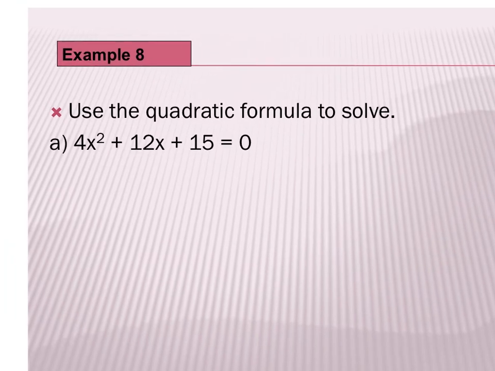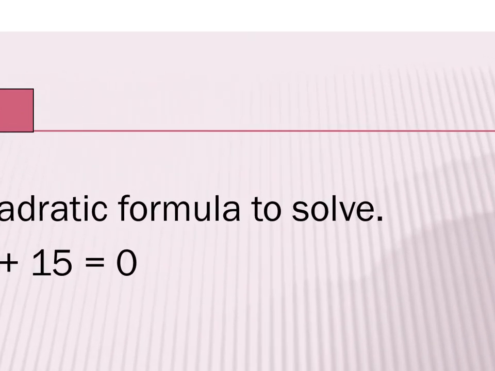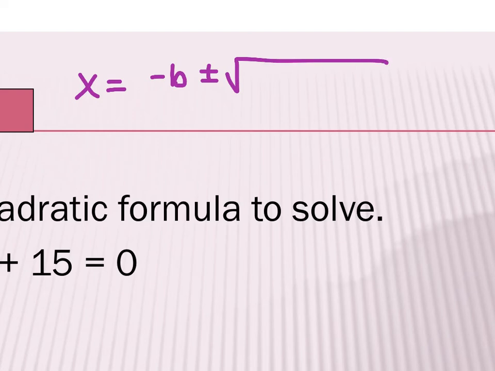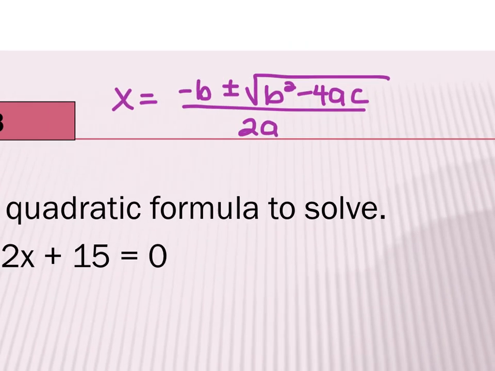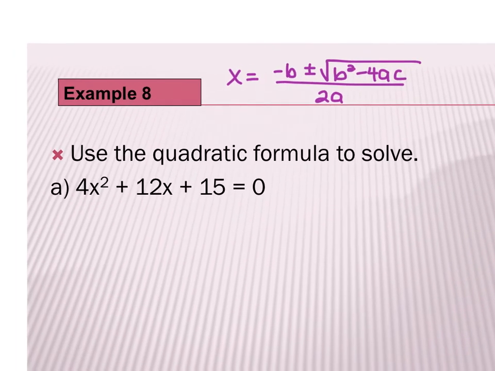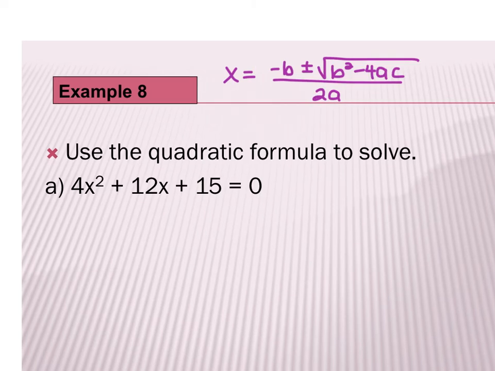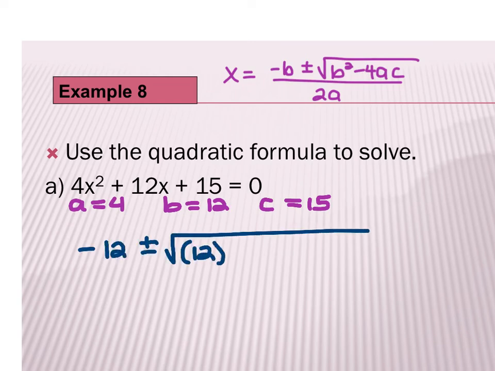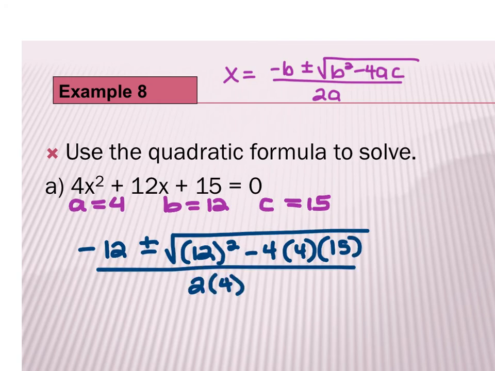All right, this last example is using the quadratic formula. So we used it a little bit before the last test, but just a refresher, x equals -b plus and minus the square root of b squared minus 4ac all over 2a. So up to this point, everything under that root would have been a positive number, and now we're going to get i's. So a here is 4, b is 12, c is 15. I get -12 plus and minus the square root of 12 squared minus 4 times a, which is 4, times c, which is 15, all over 2 times a, which is 4.